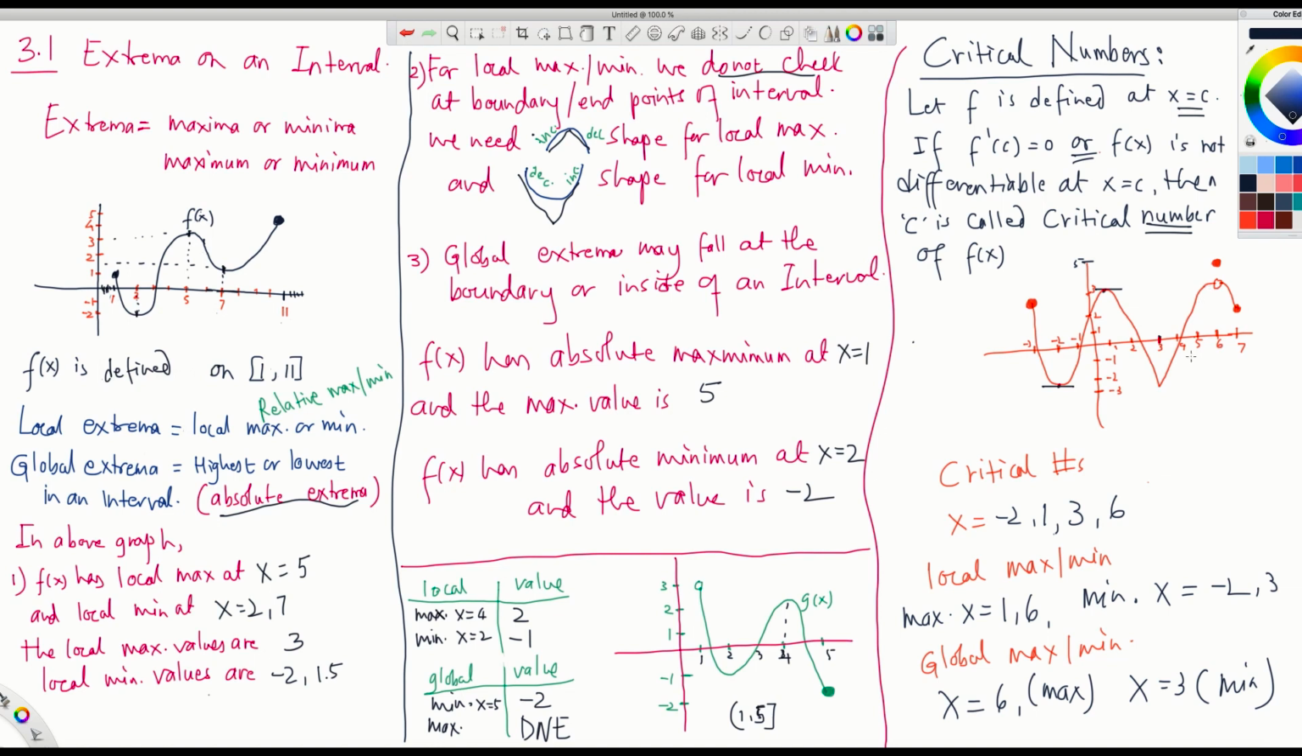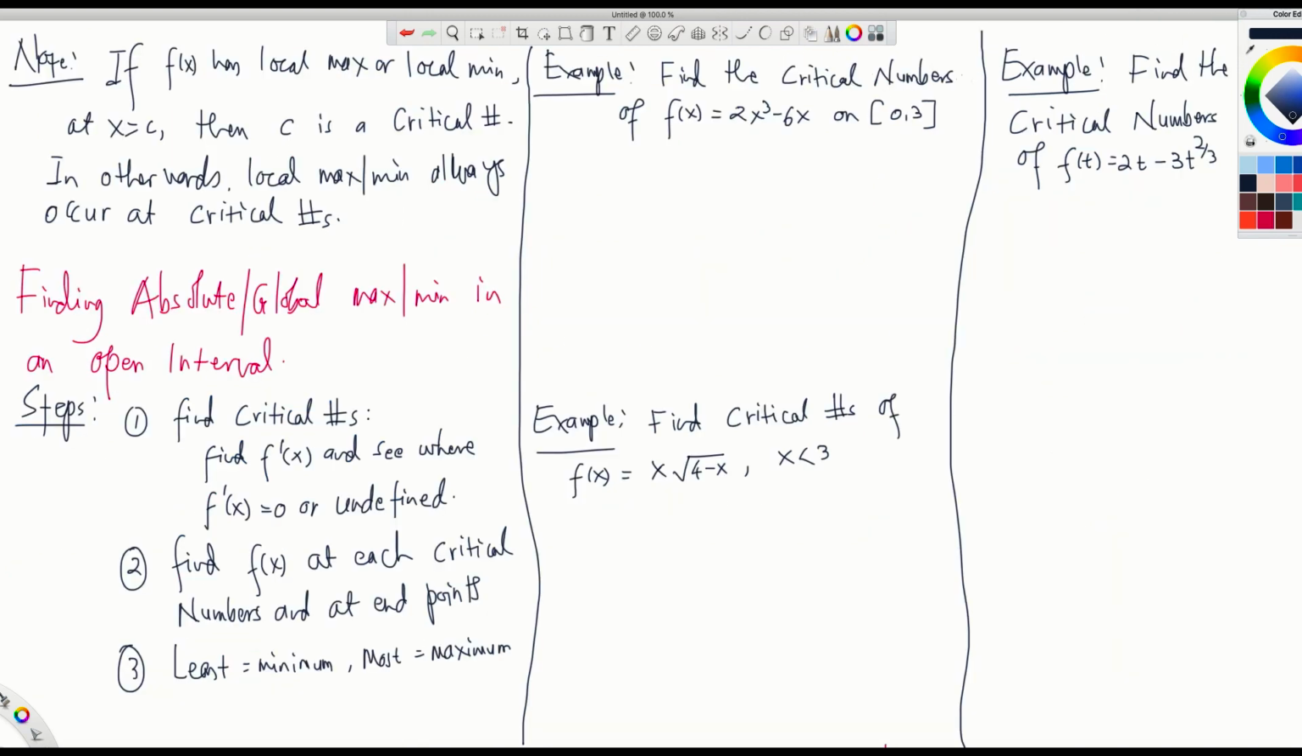Since it is defined everywhere, we can have a local max or local min there. Okay guys, so at 6 there is a global max and local max. At 3 there is a global min and local min as well. So let us summarize this.